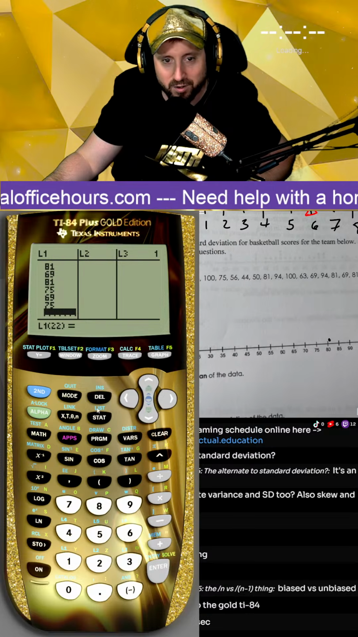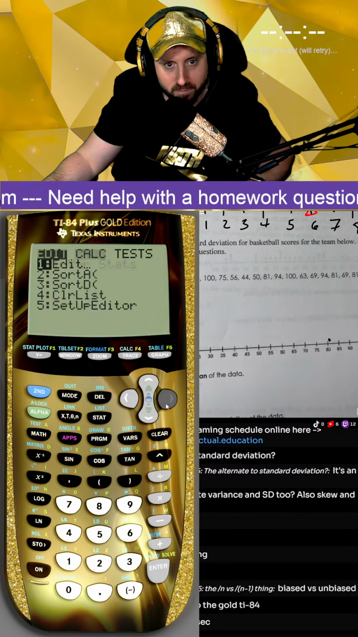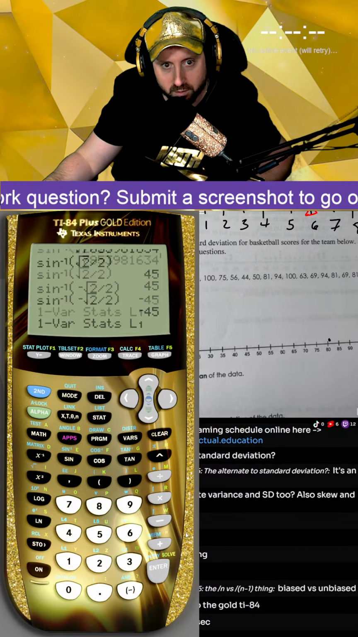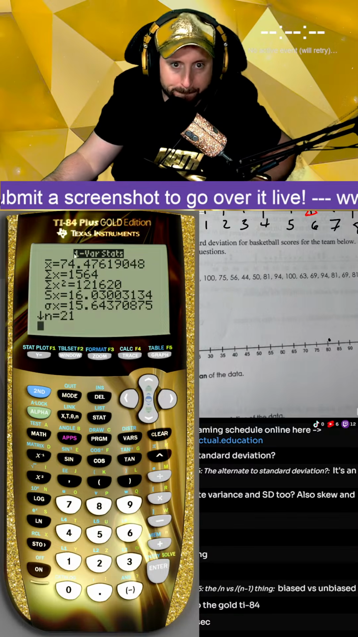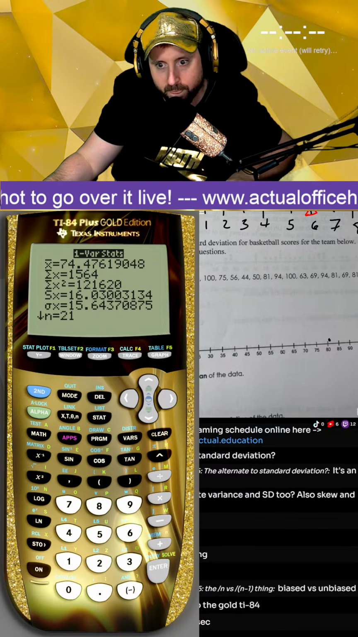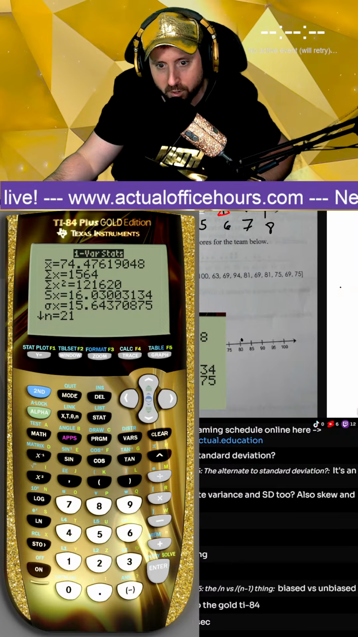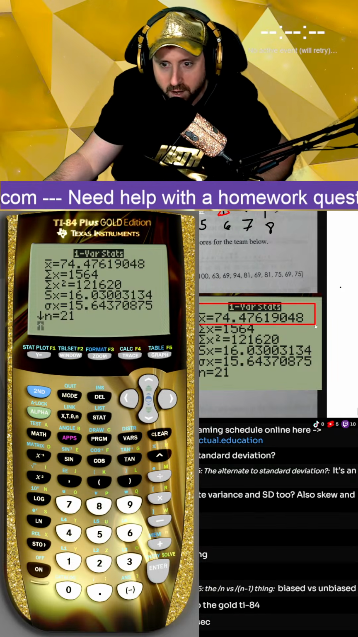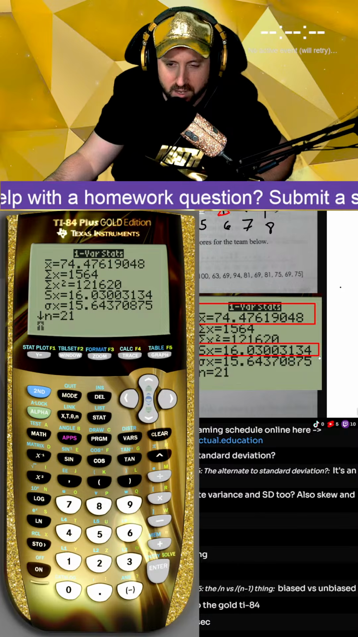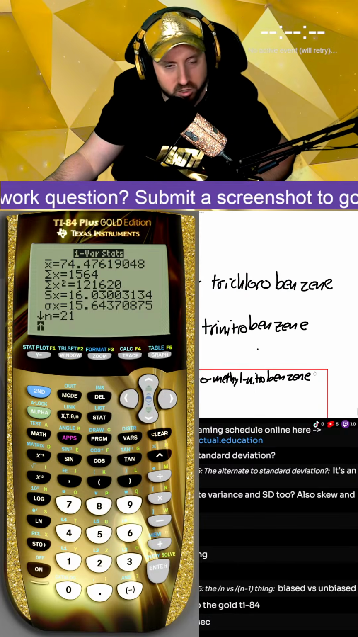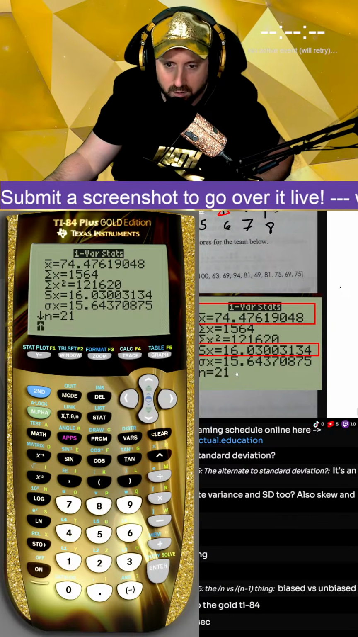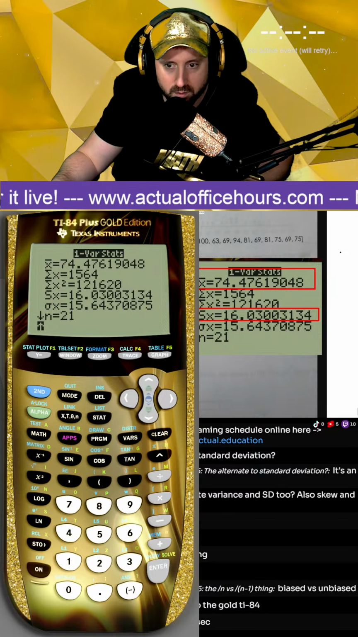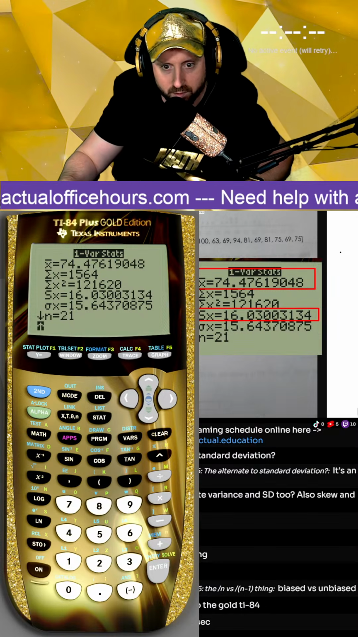75. There we go. So once that's in there, you can go to stat. You can do tests. And you just click one variable stats. Just hit calculate. And it'll do it for you. So there you go, there's all your stats. So your mean is here. I believe this is sample standard deviation. And then this is population standard deviation. I think. And I think you want the sample. So I think you want this.